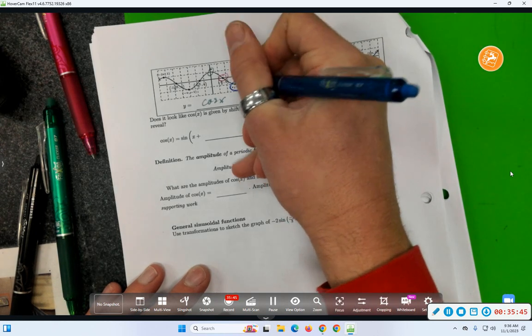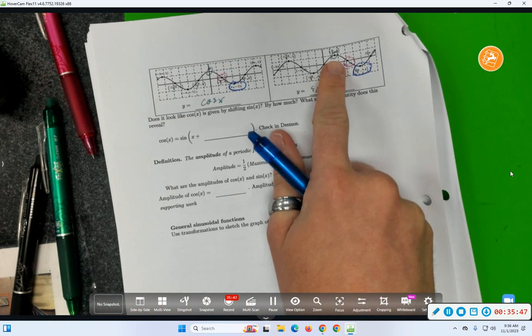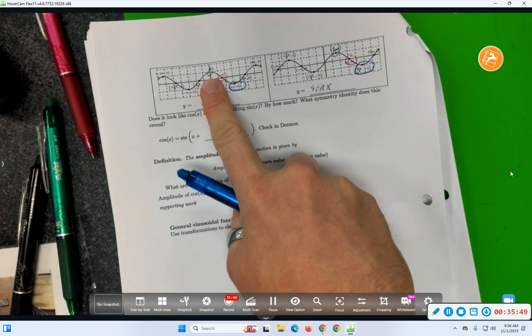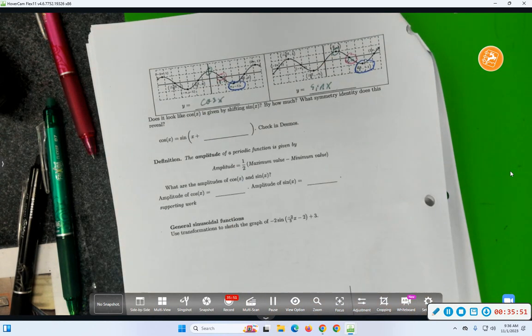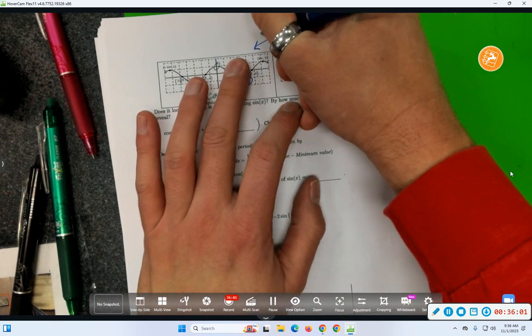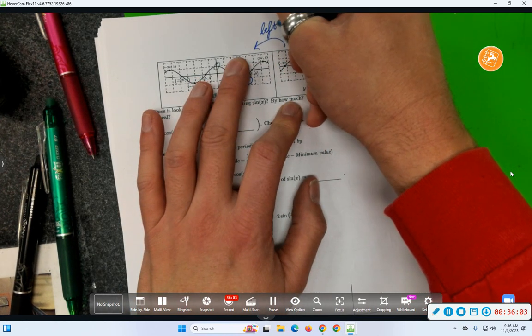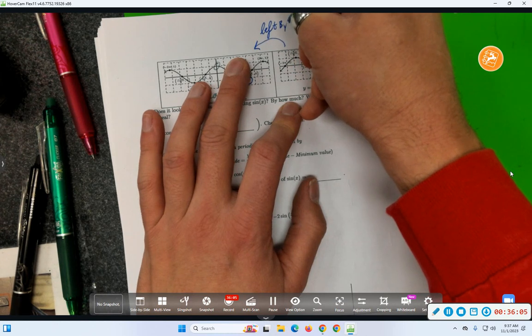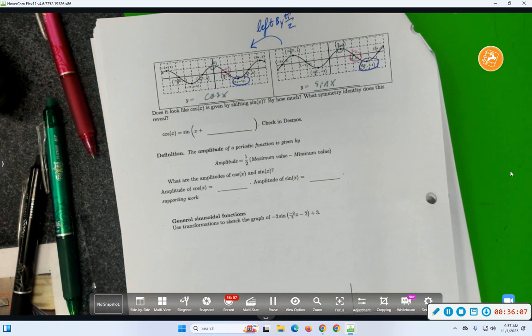There's a stretch. To go from this green value to that green value, how far do you need to shift and in what direction? Left by pi over 2. So to go from here to there, maybe we want to go left by pi over 2. Does that same shift work to get pink to pink and blue to blue?